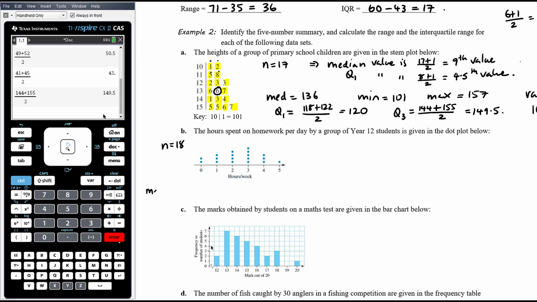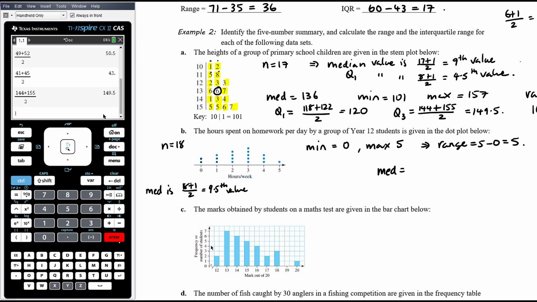So that means the median is the 18 plus 1 over 2, which is 19 on 2, so it's 9.5th value. Okay, so between the 9th and the 10th. So let's list out. We've got the minimum we know is 0, and the maximum is 5, which means that the range is 5 minus 0, which is 5. Okay. We've worked out that our median is the 9.5th value, so between the 9th and the 10th, so we're going to need to calculate that.